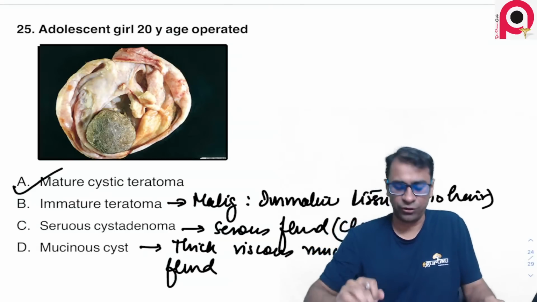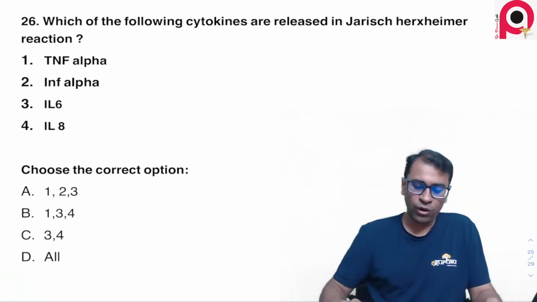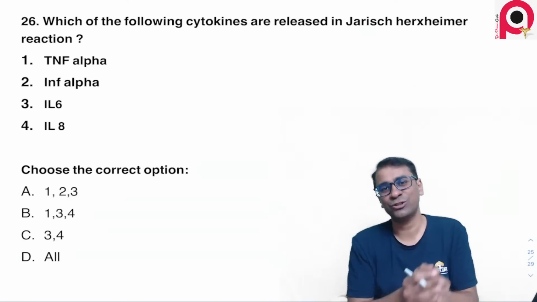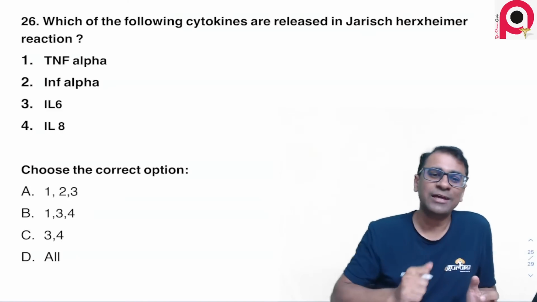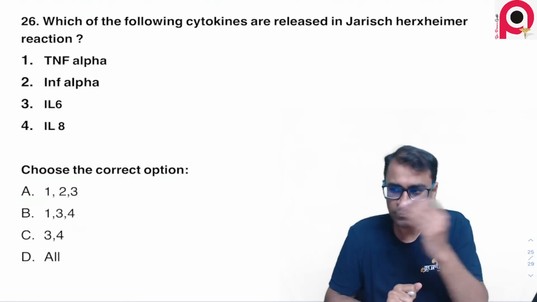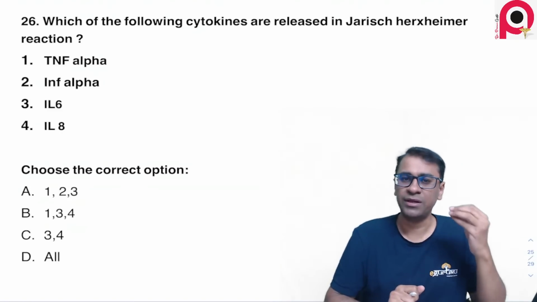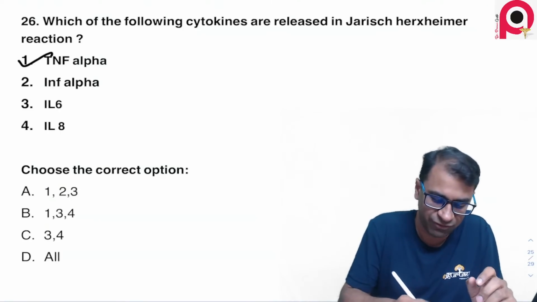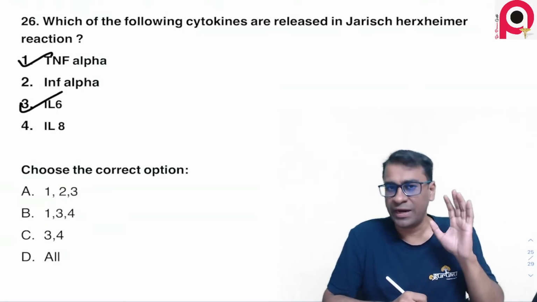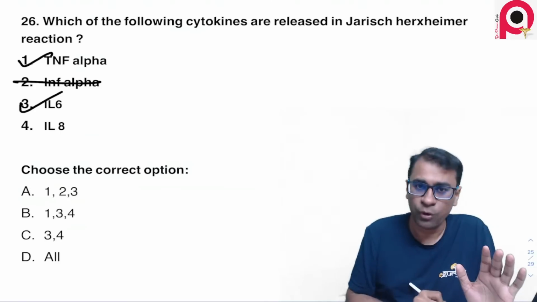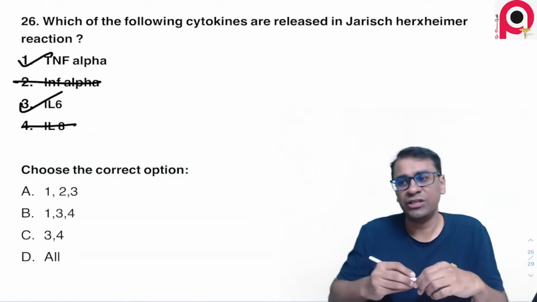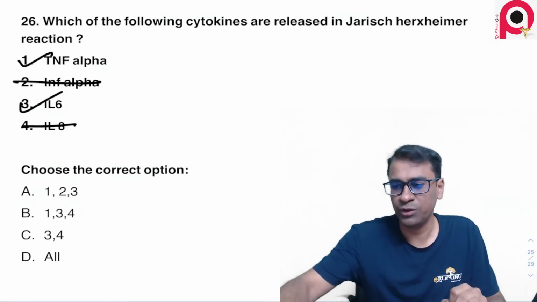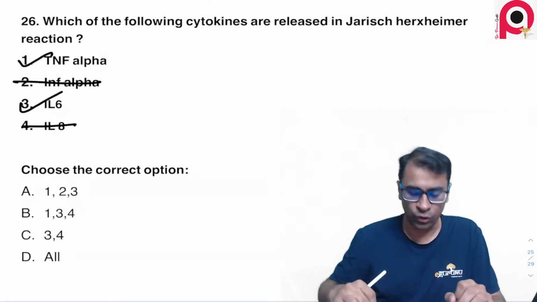The following cytokines are released in Jarisch-Herxheimer reaction. Jarisch-Herxheimer reaction, which does not commonly occur nowadays, a question was asked on it. It's a factual question. I will not be discussing this in a lot of detail, but the answer to this question is TNF alpha and IL-6. Interferon alpha should not be it. And IL-8 often leads to neutrophil chemotaxis, and therefore should not be the answer either. There should be no confusion there.